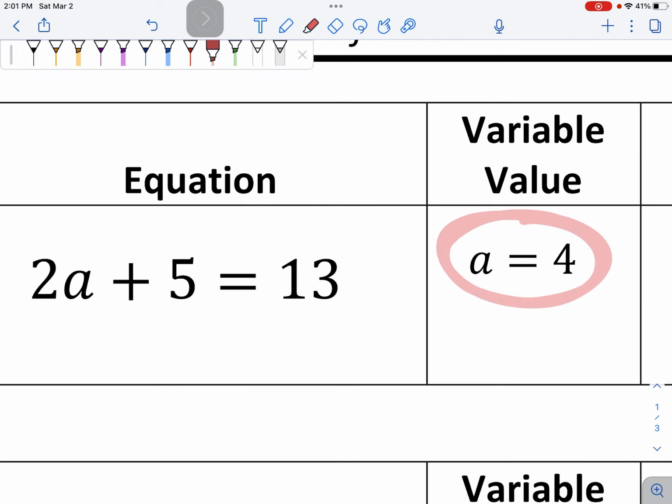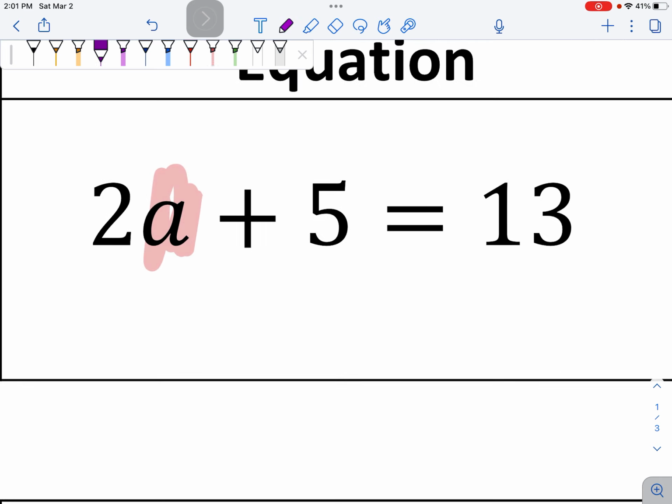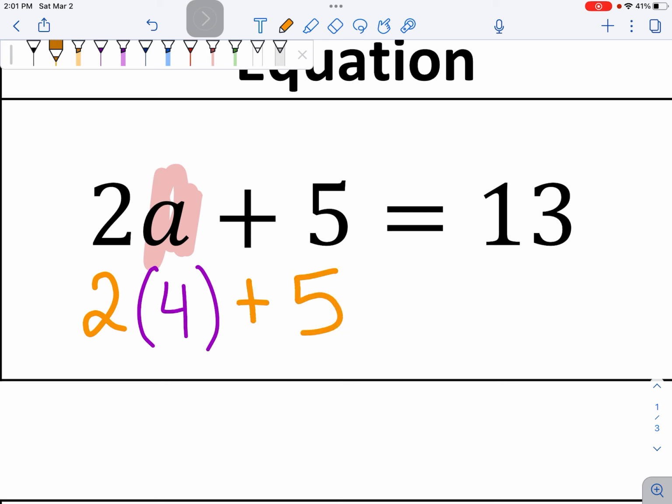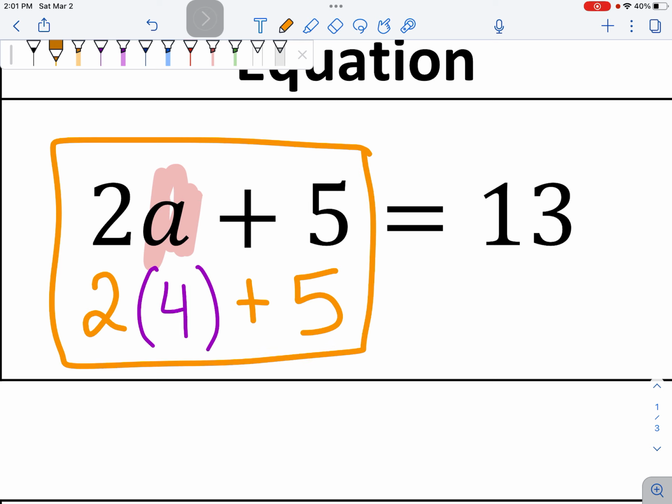So I'm going to replace the a in the equation with 4. To do that, right underneath the a, I'm going to write 4 in parentheses. Then everything else stays the same, a 2 in front plus 5. Don't keep the equals 13. Right now we're just rewriting this part here where the a is.